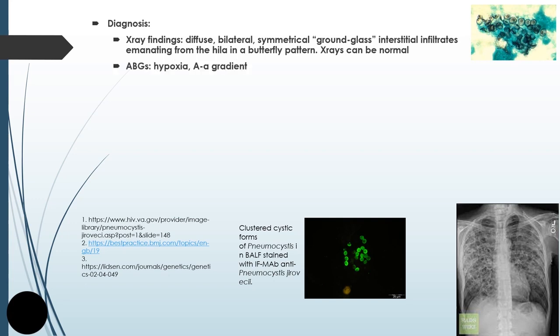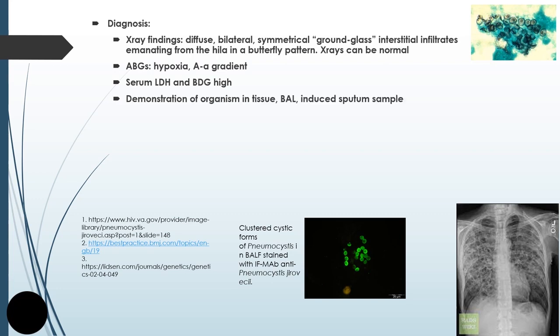Second thing would be hypoxia in arterial blood gas levels and a high A-a gradient. Third thing is serum LDH levels and beta-D-glucan levels, which are high. BDG or beta-D-glucan is a fungal marker which is released from the fungal cell wall, and its negative predictive value is more than its positive predictive value. In patients with a negative BDG, PCP can be ruled out.